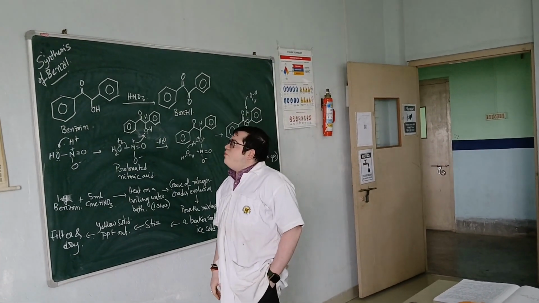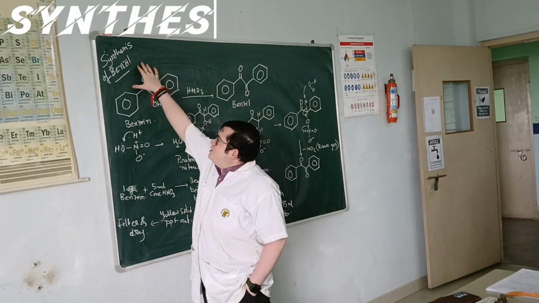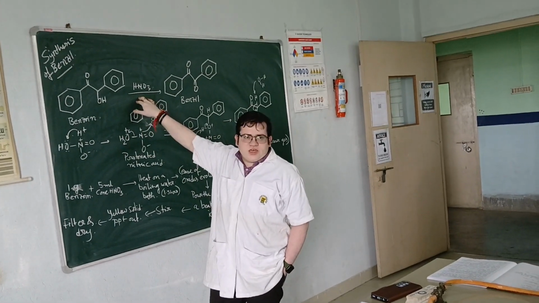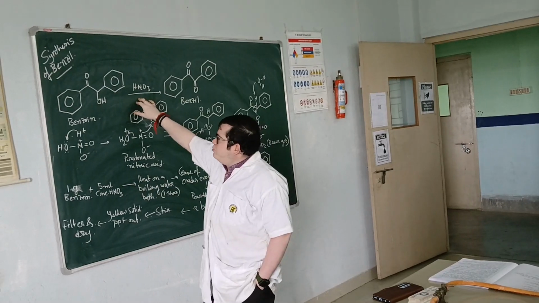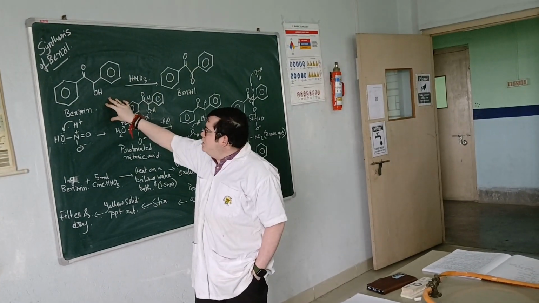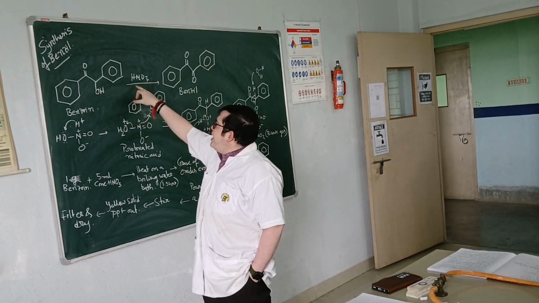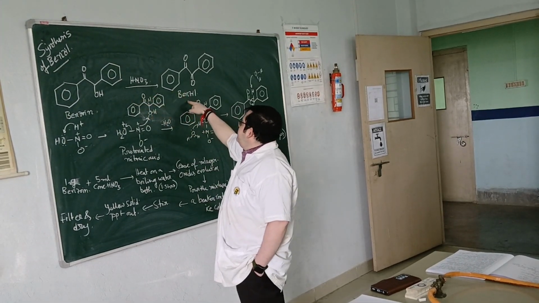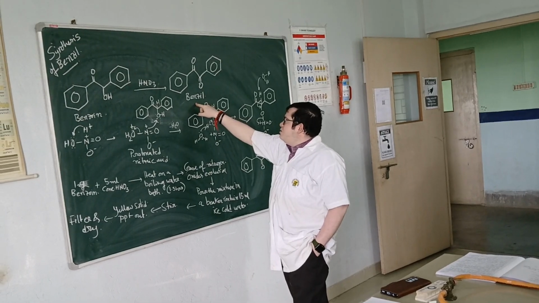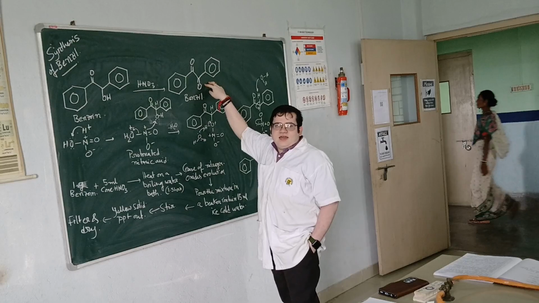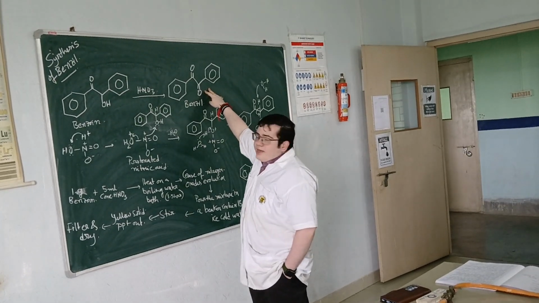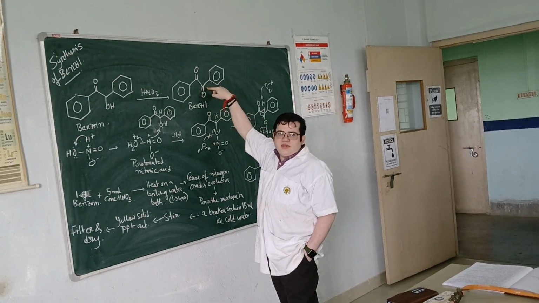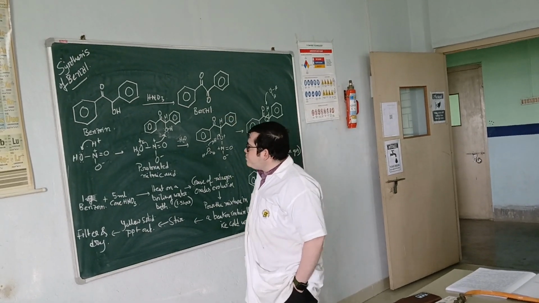Today we are going to perform one practical, that is synthesis of benzil from benzoin by means of oxidation reaction. So first of all, we have to look up the reaction, that is benzoin reacting with concentrated nitric acid and giving rise to the formation of benzil. Now this benzil is a dicarbonyl compound. Dicarbonyl means you can see that two ketone groups are present. That means it is a dicarbonyl compound.